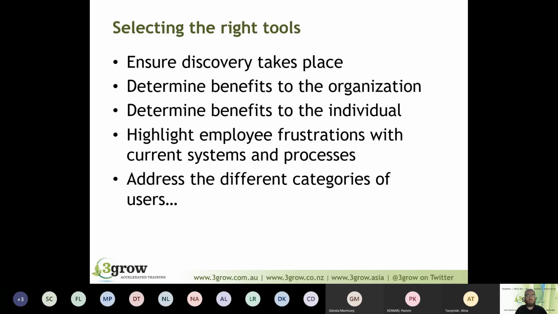When it comes to selecting the right tools for the job, the first point is to ensure that discovery takes place. Have a look at how the members of your organization are working, what they need to achieve, and therefore determine which tools best suit those purposes. When doing so, we determine which tools provide the appropriate benefits, not only to the organization, but also to the individual.